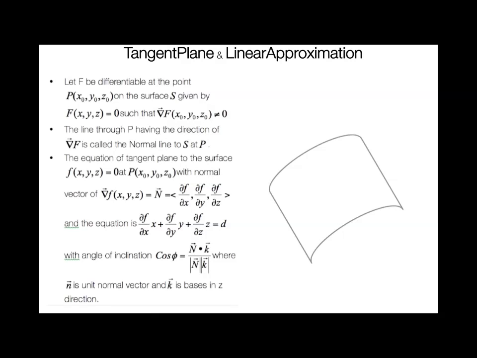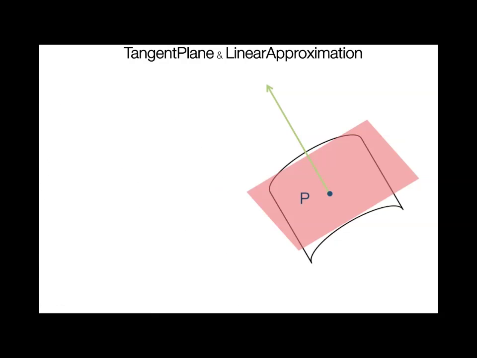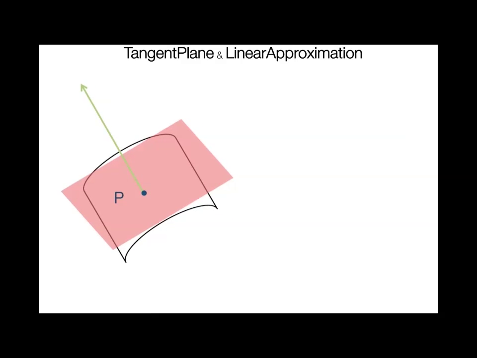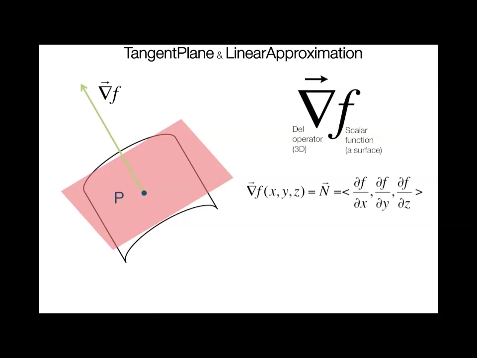Tangent plane and linear approximation. When we have a 3D surface, we can pick a point on that surface and make a tangent plane to it. This point has a particular normal vector. This normal vector can be written as follows. The left symbol is the del operator, while the right symbol is a scalar function. The normal vector of the 3D surface can be obtained by using this formula.